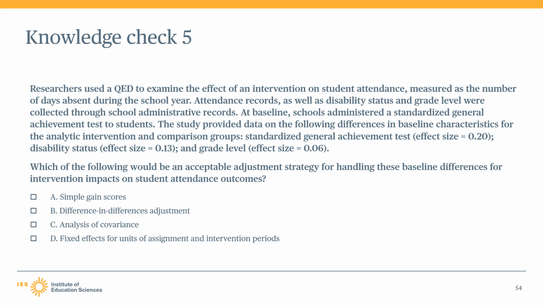Which of the following would be an acceptable adjustment strategy for handling these baseline differences when estimating intervention impacts on student attendance outcomes? Your response options are A. Simple gain scores. B. Difference in differences adjustment. C. Analysis of covariance. Or D. Fixed effects for units of assignment and intervention periods. You may want to pause the video to think about your answer.